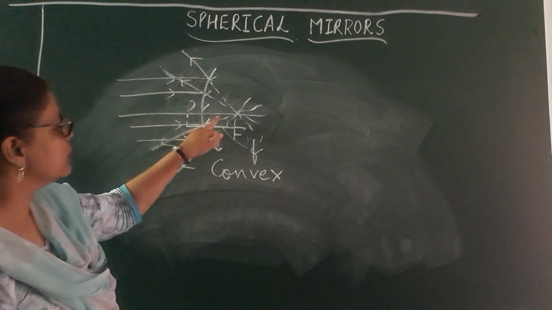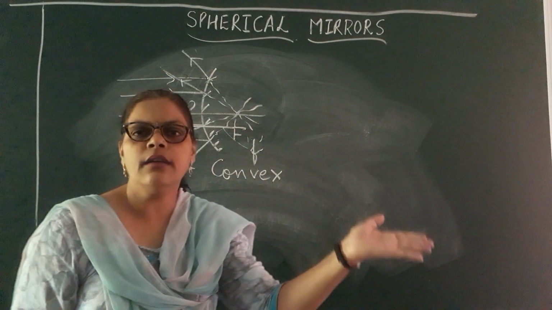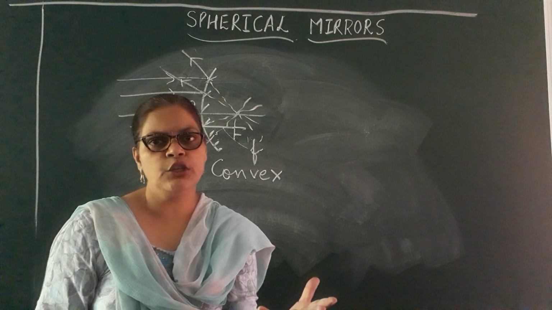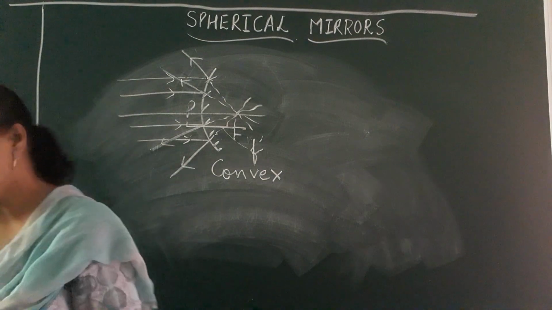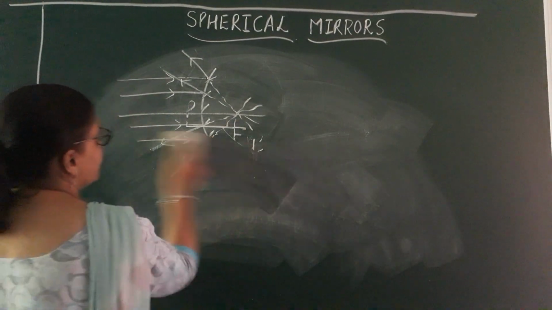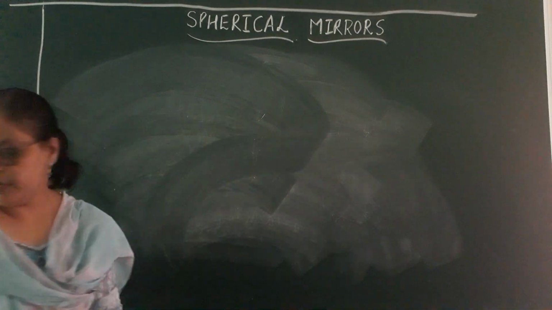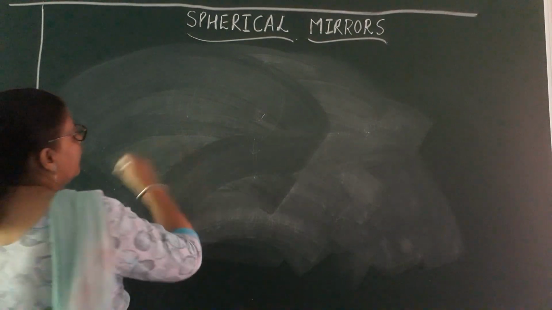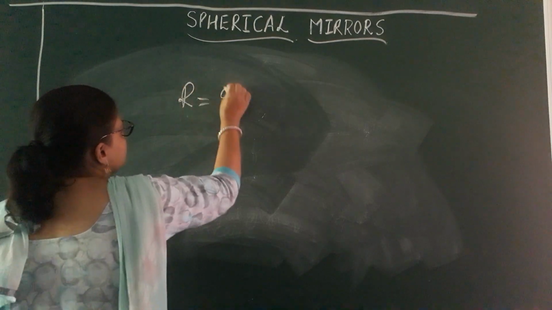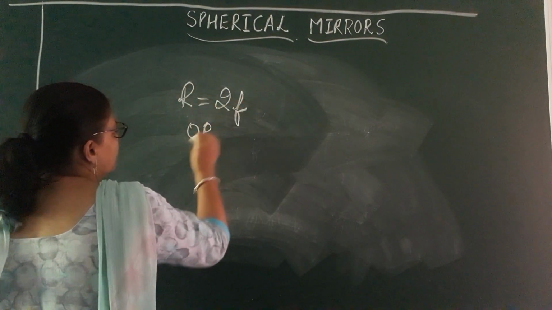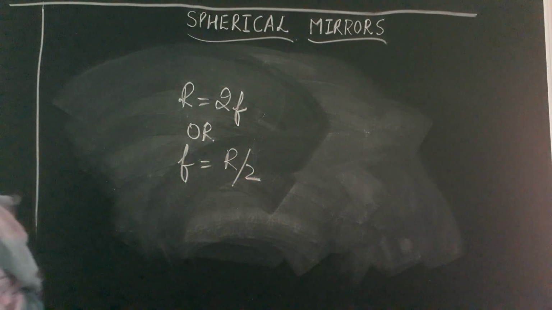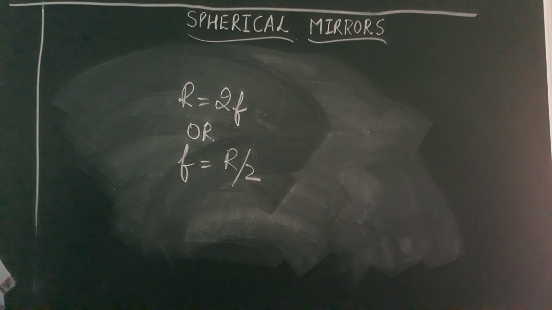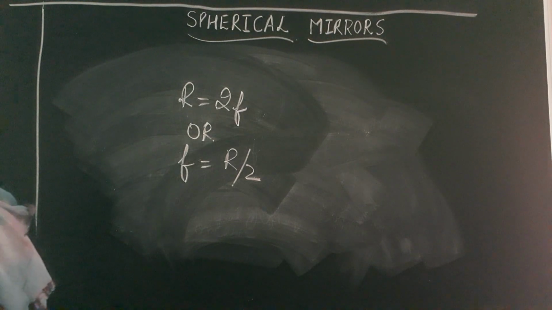One, the principal focus, which was denoted by capital F. It was different for concave and it is different for convex. With the help of diagram, I showed it to you. And one was focal length, which is denoted by small f. And here I would like to tell you one more thing. There is a special relation between radius of curvature and focal length, and it says that radius of curvature is twice the focal length, or we can say that the focal length is half of the radius of curvature. Okay children, so you should know this relation between the focal length and the radius of curvature of the mirror.